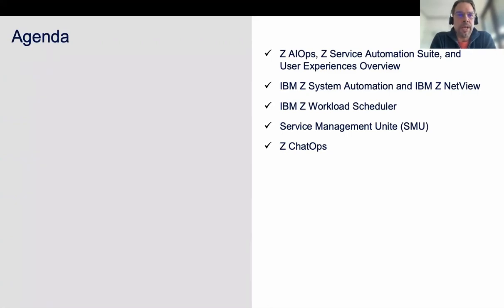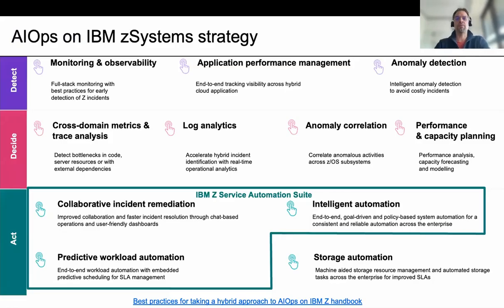I'll start by talking about our Z AIOps framework, our portfolio, and how the Z Service Automation Suite fits into that portfolio. I'll also give an overview of the different user experiences that we have. Then I'm going to talk about the different components and products that are part of the Z Service Automation Suite, which are listed here: System Automation, NetView, Workload Scheduler, Service Management Unite, our web-based UI, and Z ChatOps, our chat integration. So let's directly start with this first overview slide.